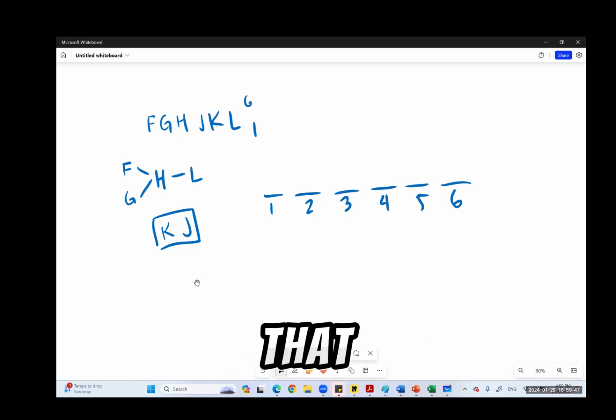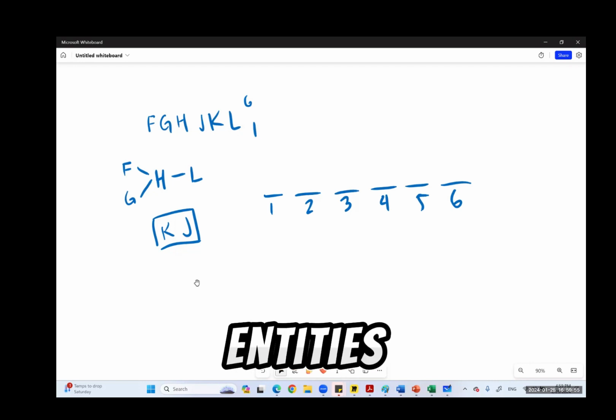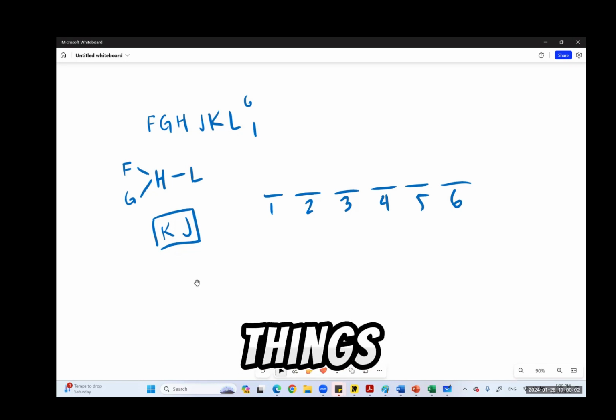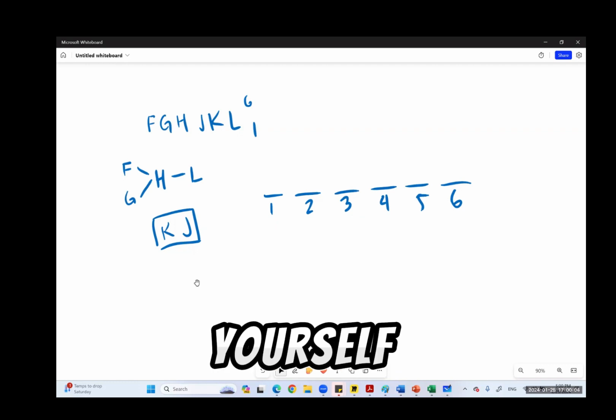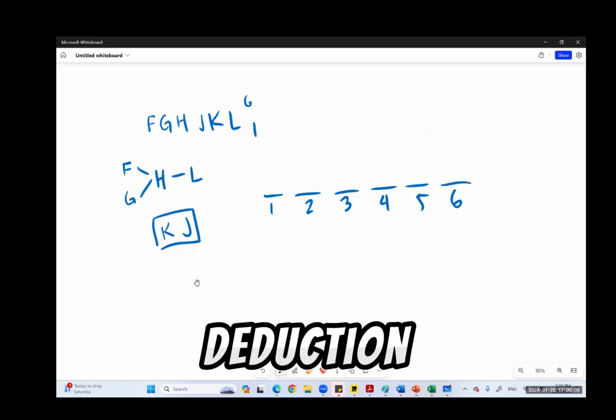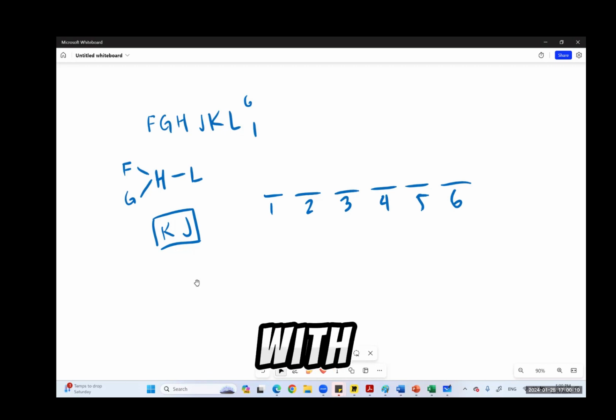So to avoid that, you want to ask yourself two questions. For one, how many entities must go before, okay? And then two, how many entities must go after? Notice how I'm using the word must, not could, okay? So you always want to ask yourself those two things. And if you can accurately ask yourself those two questions, then you would have found every single deduction. Okay, so let's start off with F.